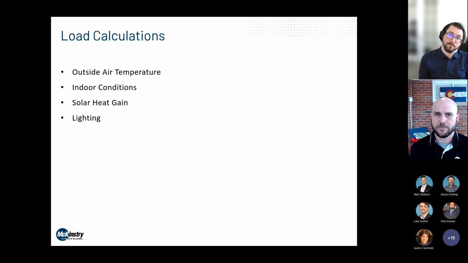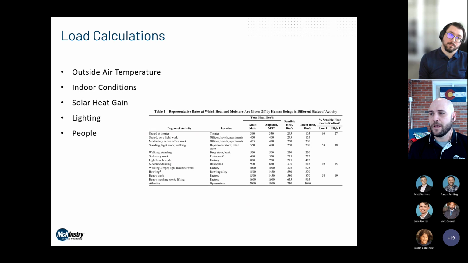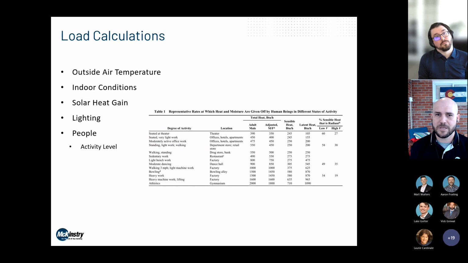So obviously buildings are built for people, and a couple considerations around people are their activity level, as you can see described in this table here. Are you seated, kind of at an office? Are you walking or standing? Are you doing kind of bench work? Are you bowling or lifting weights? Playing basketball? Depending on what you're doing, that's going to determine how much heat each person is contributing to the space.